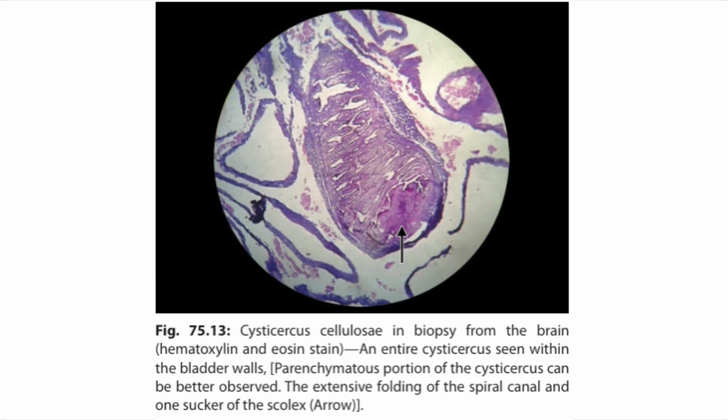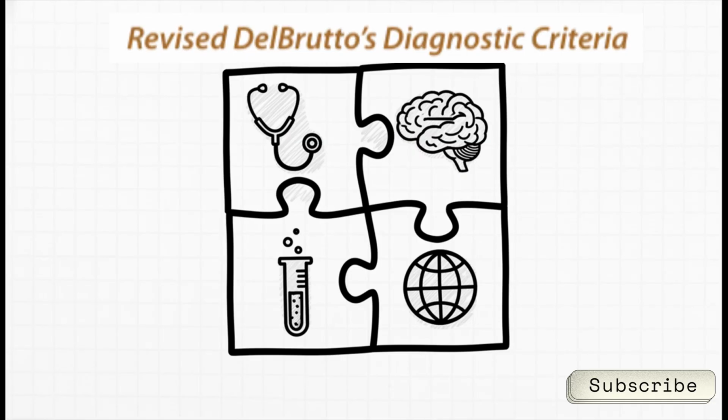For the H in RIHFF, histopathology, imagine looking at a brain biopsy stained with hematoxylin and eosin. If you actually have to surgically remove a lesion, this is exactly what you're going to see under the microscope. Notice how an entire cysticercus is visible right there inside the bladder walls. You can literally see the extensive folding of the spiral canal and even a sucker of the scolex. It's truly fascinating.